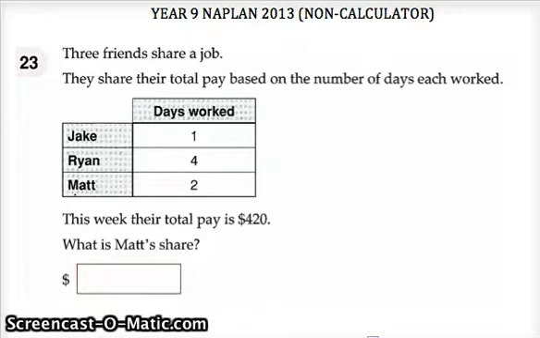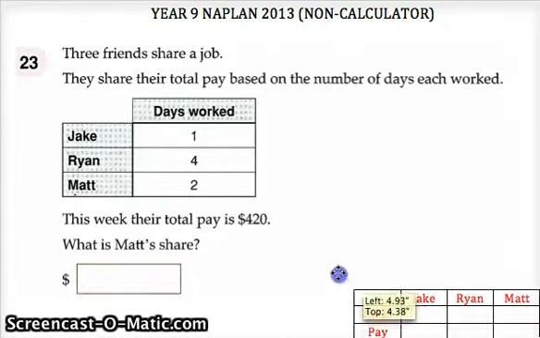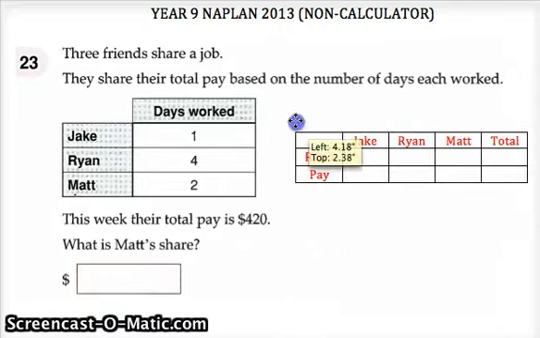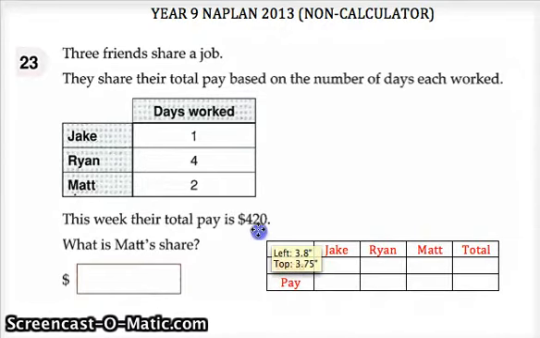You can pause the video to try the question. Now, this question is a ratio question, and a way that I like to do it is to set up a table to summarize the information in the question. So what we've got: Jake, Ryan and Matt. The way you set up the table, you put the names of the people up the top and you put a total column. Then you put the ratio on the next row and anything about pay on the row below it.